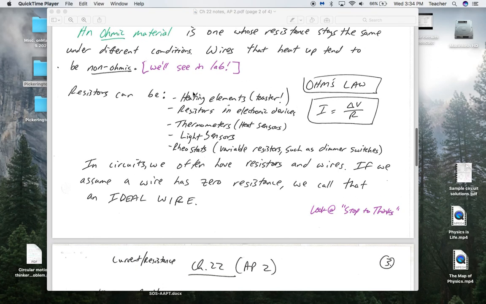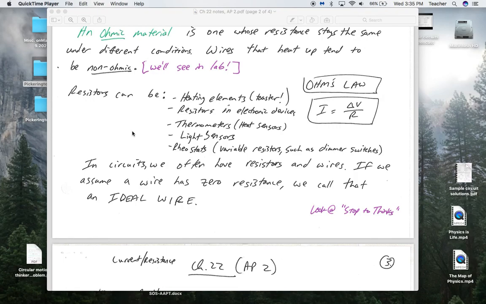What are some examples of resistors? Heating elements, such as in a toaster; resistors in electronic devices, such as your cell phone or radios; thermistors, such as heat sensors and light sensors; and rheostats, which are variable resistors, such as dimmer switches. In circuits, we often have resistors and wires.